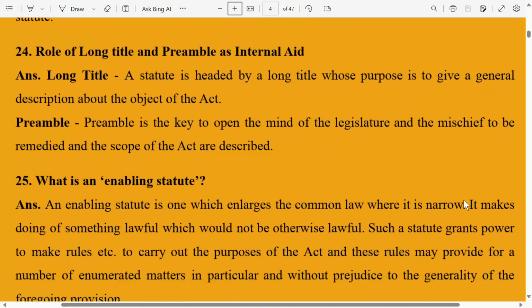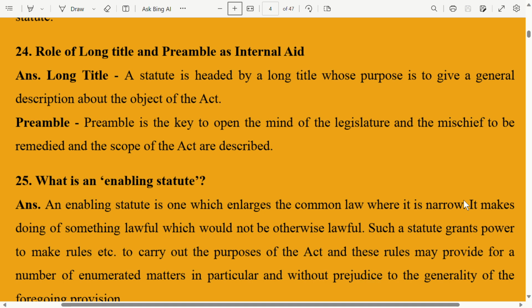What is the role of long title and preamble as internal aid? Long title. A statute is headed by a long title whose purpose is to give a general description about the object of the act. Preamble. Preamble is the key to open the mind of the legislature, and the mischief to be remedied and the scope of the act are described.